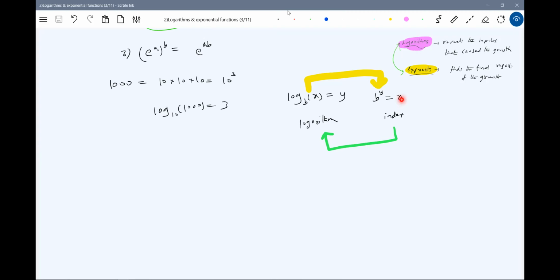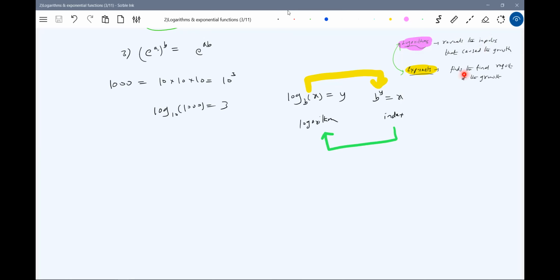When you write x equal to y to the power of b, then what is x? X is the output, no? And what is b? B is the base, and y is the input. So the logarithm itself reveals the inputs that caused the growth. It reveals the input. So b to the power of y equal to x reveals the inputs that cause the growth.